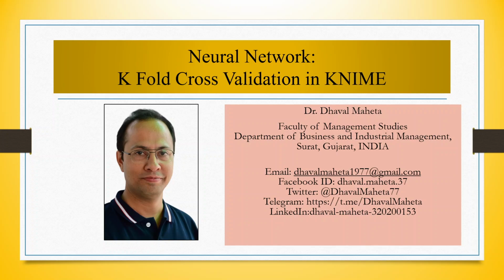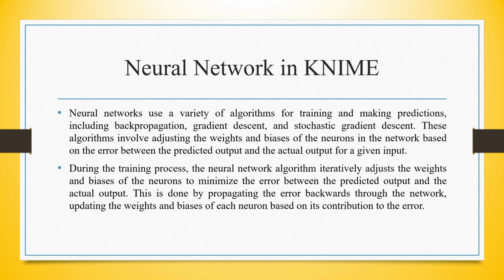This is Dr. Dhaval Maheta, and today we are going to discuss how to run kfold cross-validation in neural network in KNIME. Neural networks use a variety of algorithms for training and making predictions, including backpropagation, gradient descent, and stochastic gradient descent. These algorithms involve adjusting the weights and biases of the neurons in the network based on the error between the predicted output and the actual output for a given input.